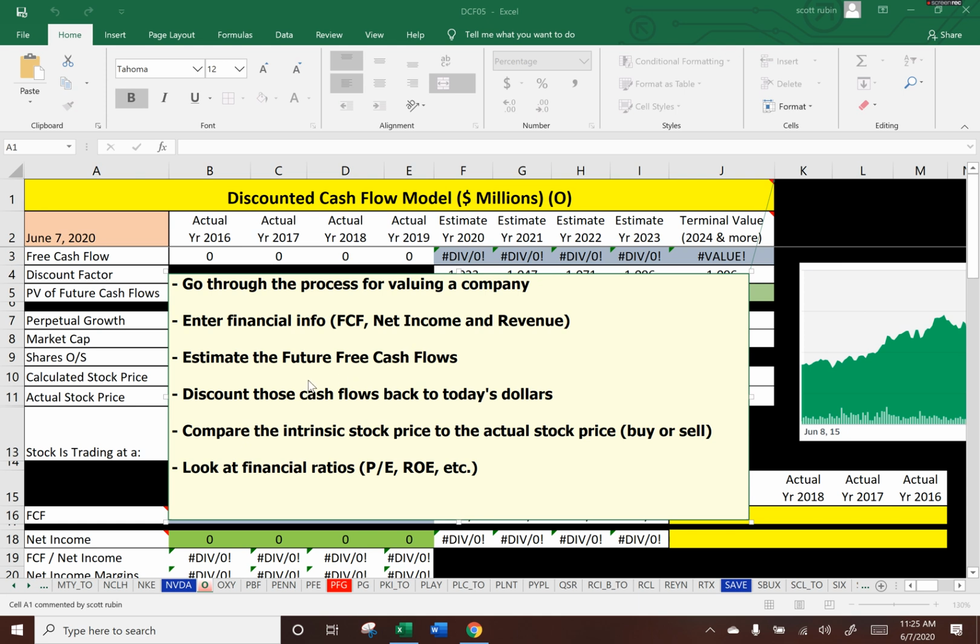Then the model will estimate the future free cash flows of the company, and we're going to figure out the discount rate we need to apply to those cash flows, and the model will present value those numbers back to today's value. And that's how we get the intrinsic stock price of a company. And we're going to compare it to the actual stock price to see if it's a buy or a sell. And then last, we're going to look at financial ratios and compare them to similar REITs.